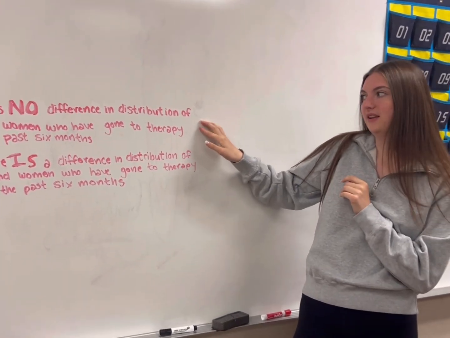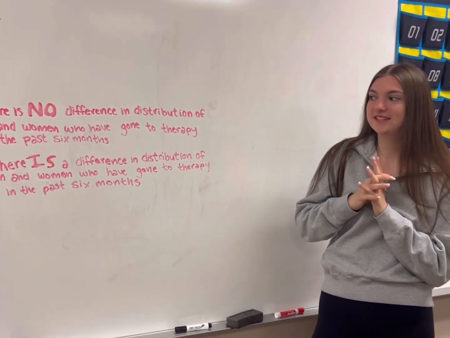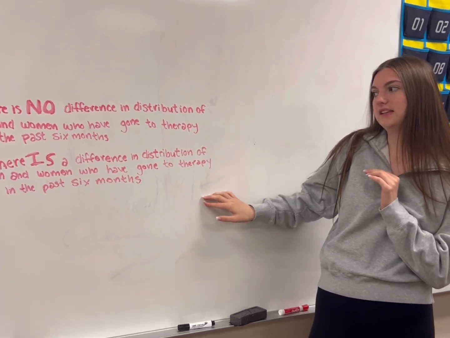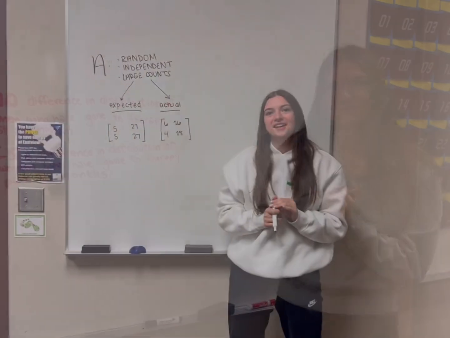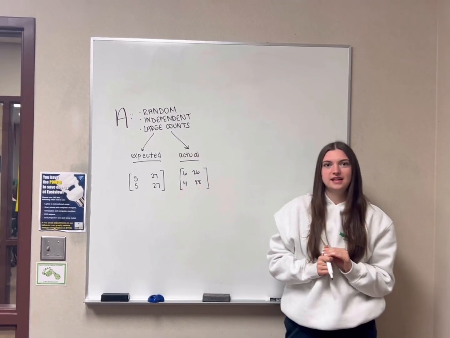distribution of men and women who have gone to therapy in the past 6 months, versus the alternative hypothesis that we're testing, which is that there is a difference in the distribution of men and women who have gone to therapy in the past 6 months. Okay, next up we have our assumptions, and for the chi-squared test we have 3 assumptions.